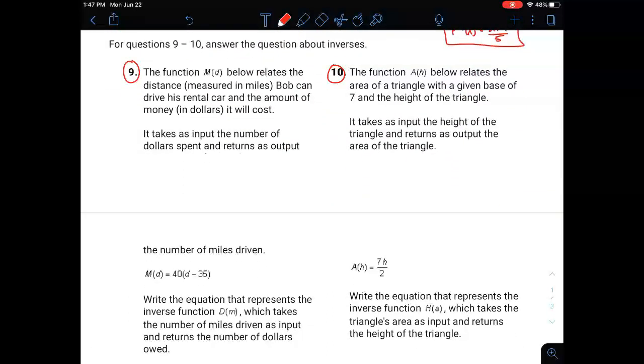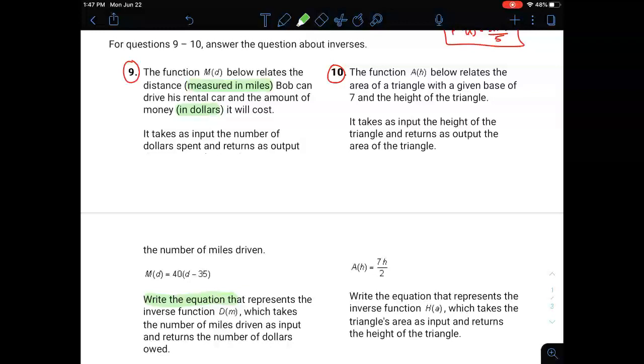All right, now the next two questions here, we're going to try to go through both of them. Again, I want to be cautious of time here since that was a concern. So, let's get at it. All right, so the function M of D below relates the distance measured in miles that Bob can drive his rental car and the amount of money in dollars it will cost. Again, when we start talking about real world problems, we have to remember that sometimes our answers have to have these real units here. But since we're not actually solving anything, we're just writing the equation, that's not a concern here, but I did want to point that out.